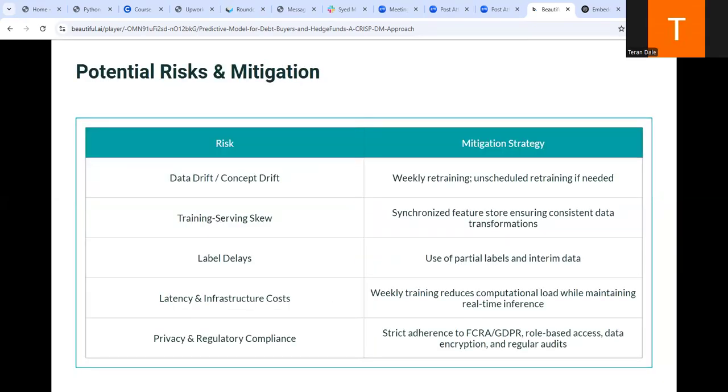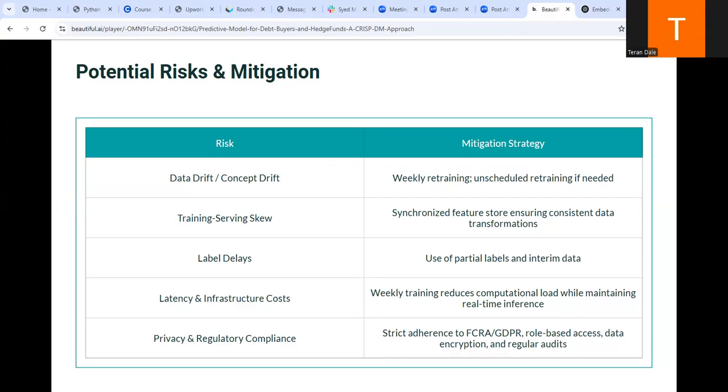Potential risk and mitigation. Risk: data drift. Although weekly retraining helps mitigate gradual changes, sudden economic shifts may require unscheduled training. Continuous monitoring of the model performance is essential to trigger such interventions. So weekly retraining ensures that we adhere to data drifts or concept drifts that might take place. Training serving skew. Ensuring that the same data transformations occur during both training and inference is crucial. Synchronized feature stores minimize discrepancies and maintain model accuracy.